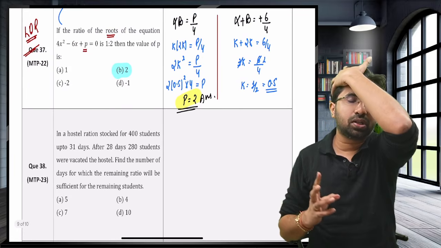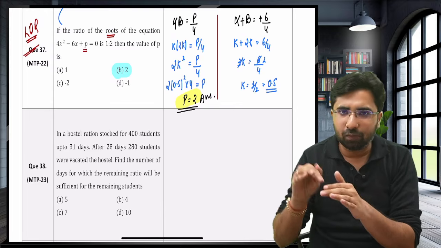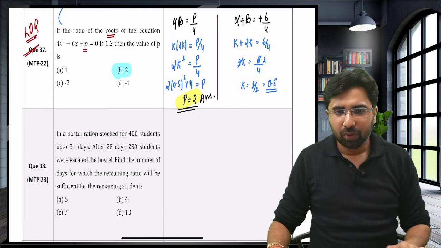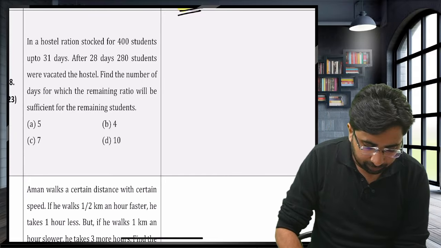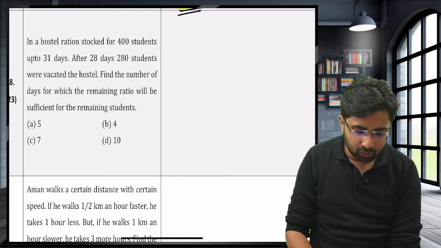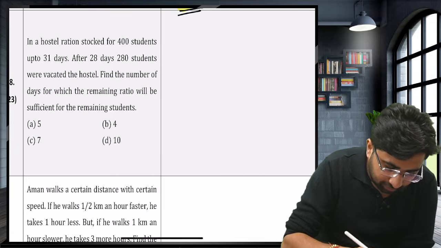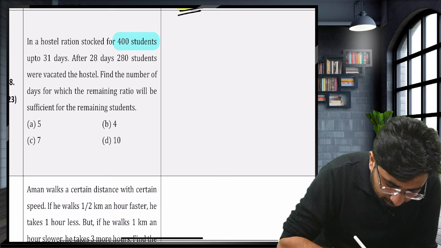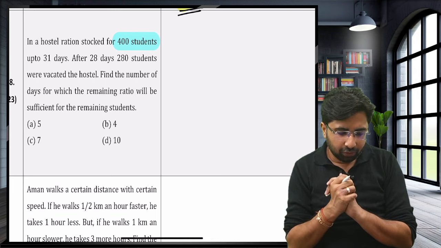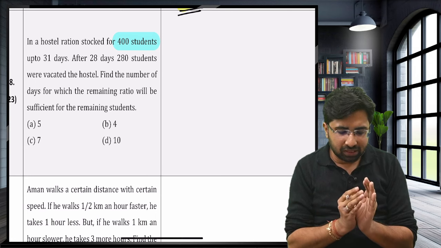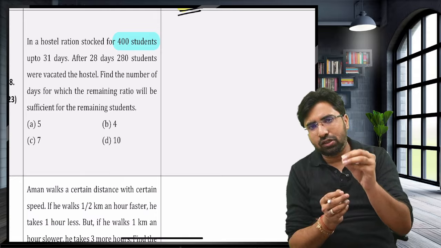Guys, I hope this question is clear. A very beautiful question, ratios concept along with the equation chapter. Now, moving forward: in a hostel, ration stock for 400 students is for up to 31 days. Guys, for 400 students you have ration bags, for example, for 31 days. After 28 days, 280 students leave. For example, every day one student consumes one bag.